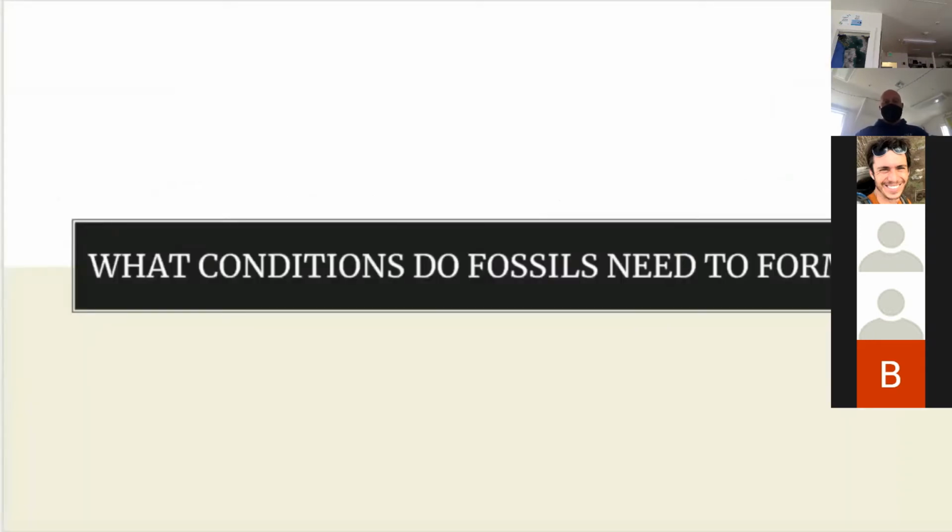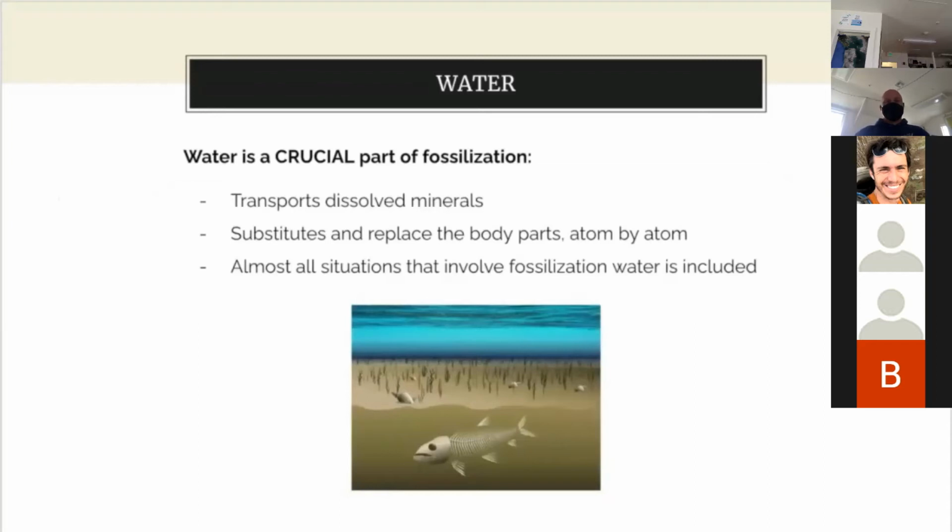That was a lot of background info. It's time to answer our question. What conditions do fossils need to form? Water. Water is crucial to the process of fossilization because it transports dissolved minerals that substitute the remains, atom by atom, turning them into rocks. Almost all situations that involve fossilization involve water.